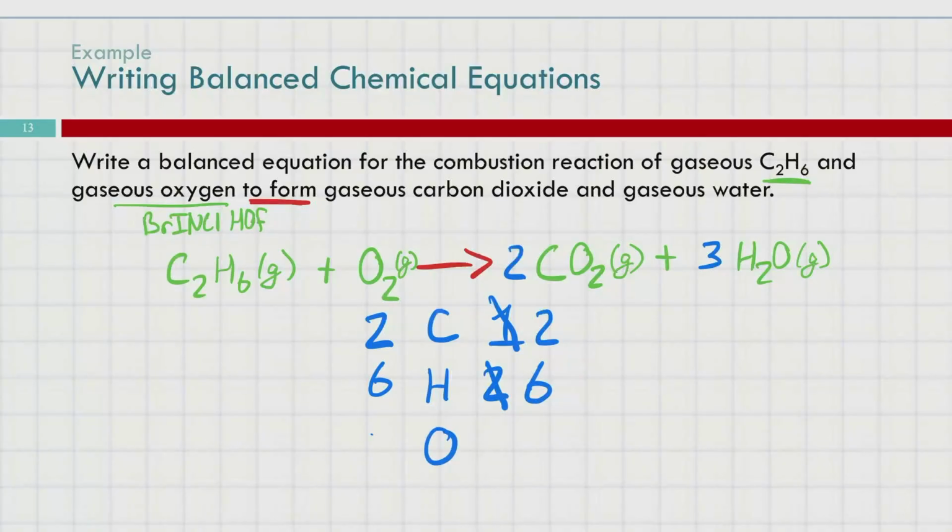So our oxygen, currently we've got 2 on the left side because of the subscript of 2 on O2. On the right side, we've got 2 times 2 for 4, plus 3 times 1 for 3. So we've got 4 plus 3, that's 7 oxygens. What do we need to multiply 2 by to get 7? We're trying to figure out what we need to put in front of our O2. 2 times what is 7? Or 7 divided by 2 is what?